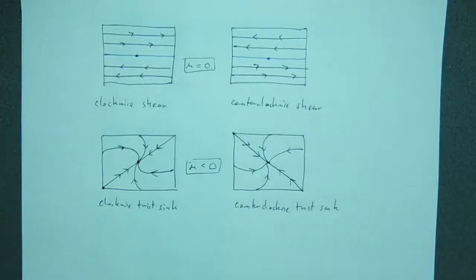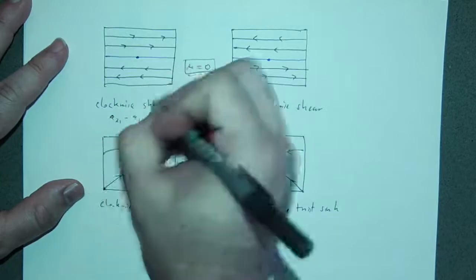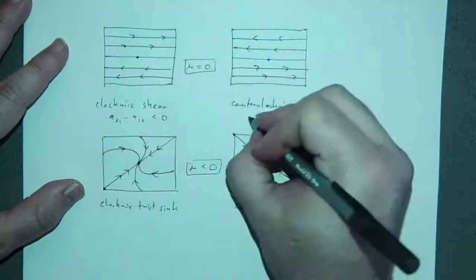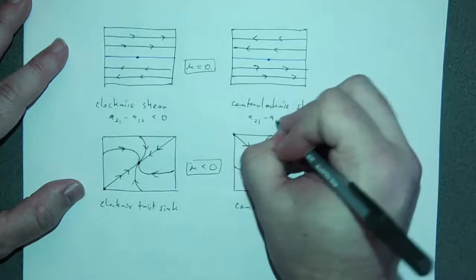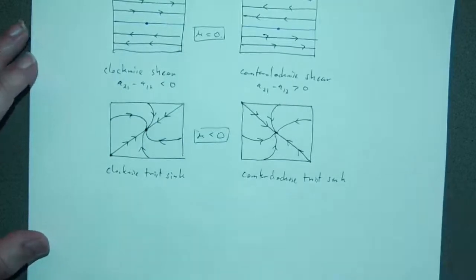Just so I don't have to write this a bunch, clockwise would mean A21 minus A12 is negative, and counterclockwise means that A21 minus A12 is positive. So that condition on being clockwise or counterclockwise, that's the same test regardless. Okay. All right. So these are called twist sinks.